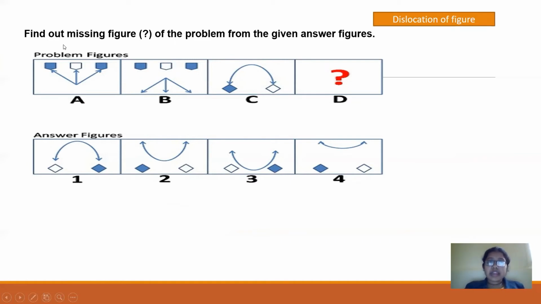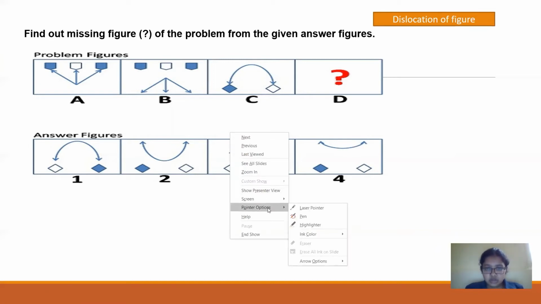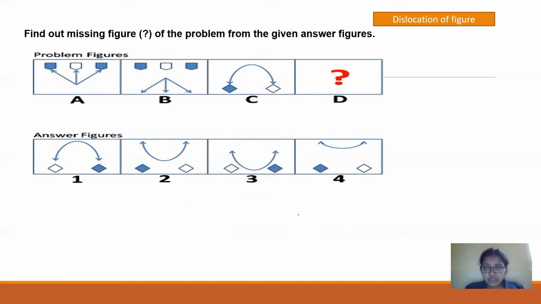Find out the missing figure of the problem from the given answer figures. As I said, this is a kind of dislocation, which means something is going to dislocate. See, these arrows are connected, but in the next figure, it is dislocated. When we say dislocation, it's getting separated, dislocated.